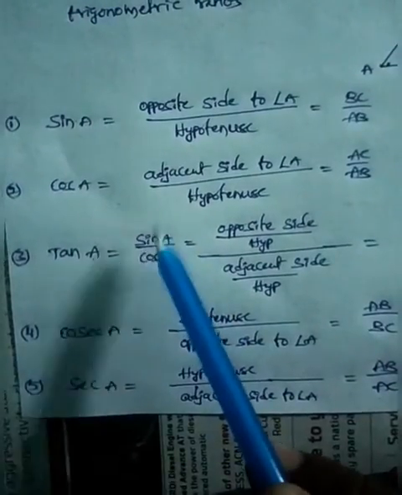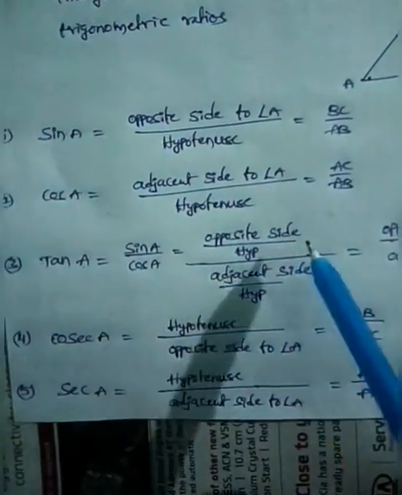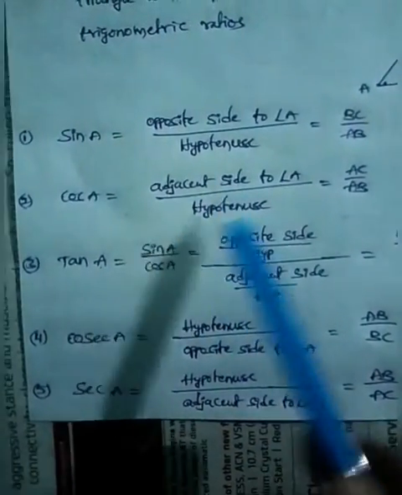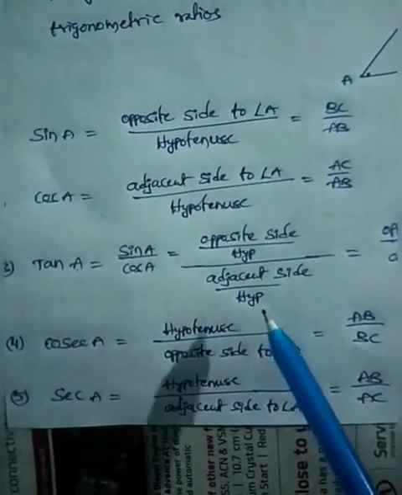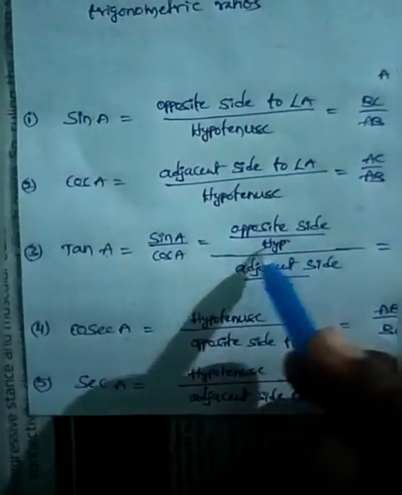So what is sin A? We have already learned it. Sin A means opposite side by hypotenuse. And what is cos A? Just look above: adjacent side to angle A by hypotenuse. Here the hypotenuse gets cancelled.